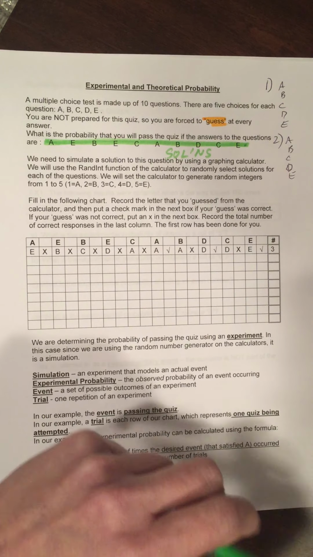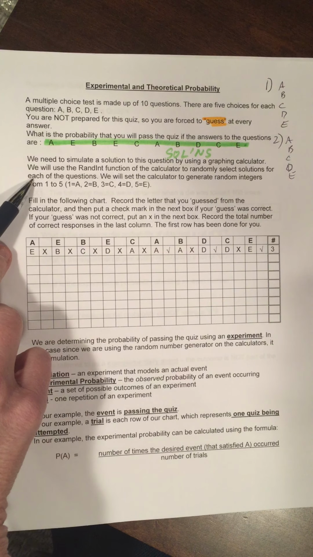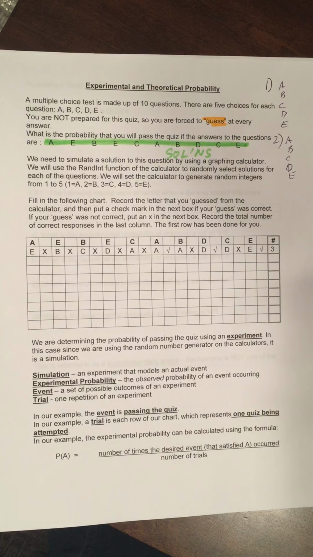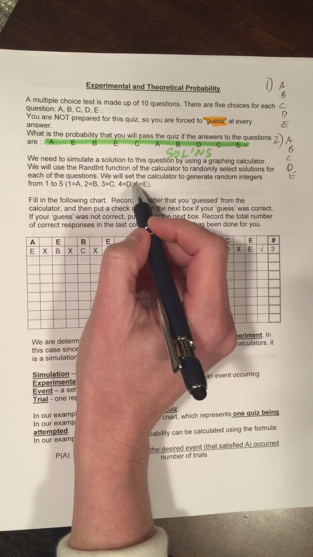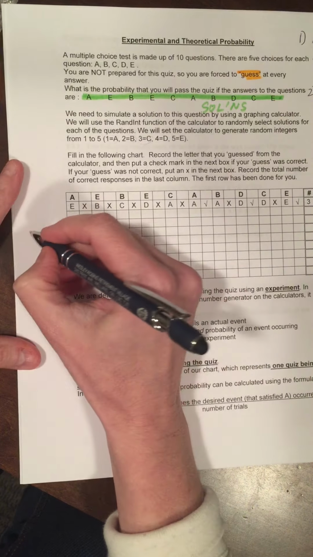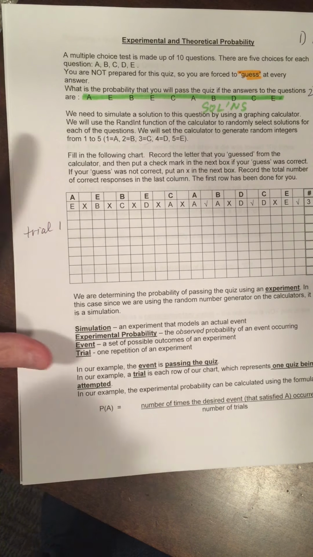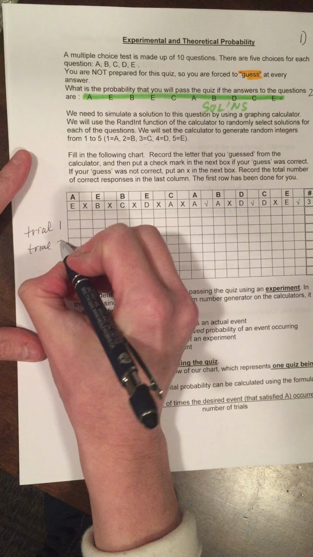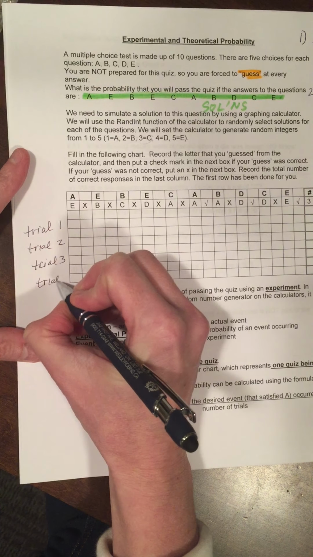Now, we need to simulate this. And normally what I do is I use the random integer function on the graphing calculator, and it will make pretend guesses for me, okay? The number 1 would represent an A, the number 2, a B, 3, C, 4, D, and 5, E. But because I don't have a graphing calculator here at home, we're going to do 4 trials, okay? And basically a trial is like me writing a pretend quiz and guessing. So trial 1, trial 2, trial 3, and trial 4.